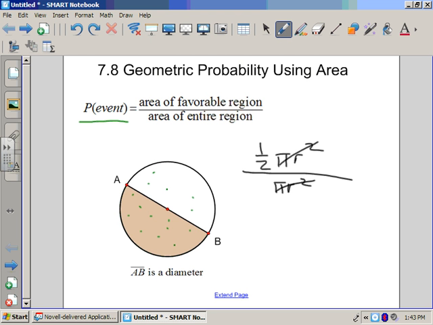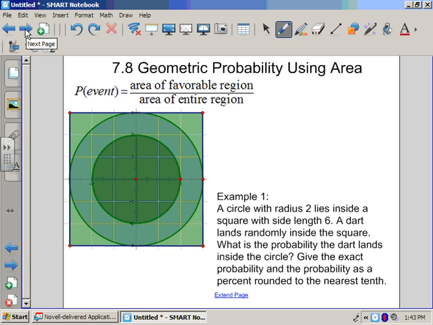For all of these, we're going to take the area of the shaded region, or the area that we want to know, divide that by the area of the entire region that it's possible to get a point from, and that will be our probability. Let's look at a few examples. In this example, I have a circle with radius 2. This circle is lying inside a square with a side length of 6. If I choose a point randomly that I know is inside the square, what is the probability that it is going to be within the circle?